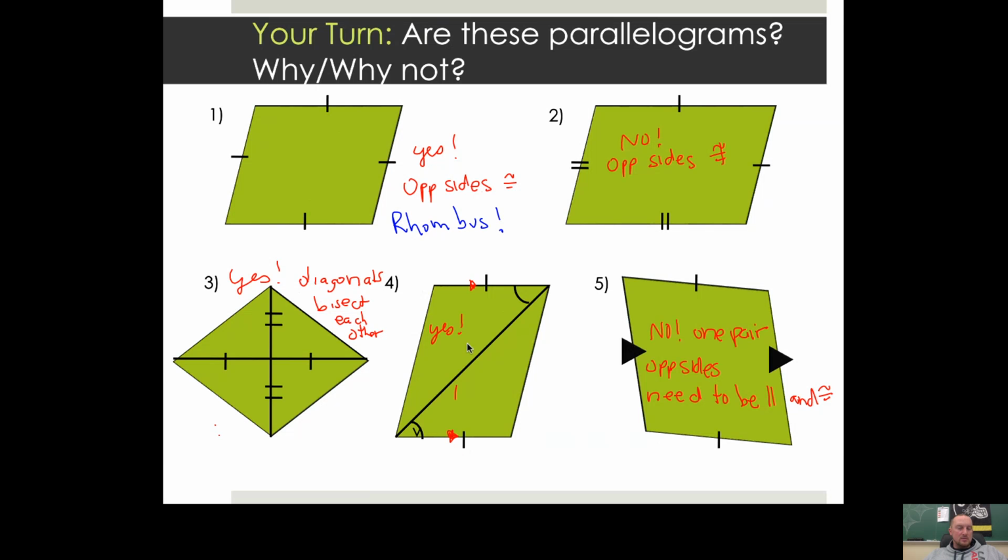So yes, one pair of opposite sides are parallel and congruent.